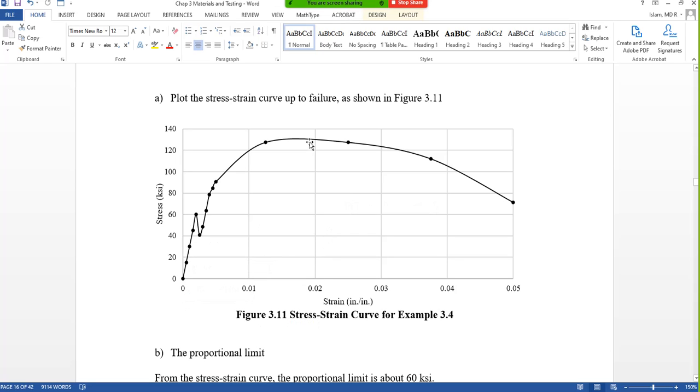What is the ultimate? Roughly here. Ultimate you need to read. 127 something. If you pick this number, it will be okay. Yes, there might be some reading error, that is okay, but roughly 127, 128, 129, whatever you read is okay. What is the failure? It is 71. I can press my cursor here and say 71, but you can read from here. Whatever you read, 68, 69, 71, 72, that is right. Reading error is okay.